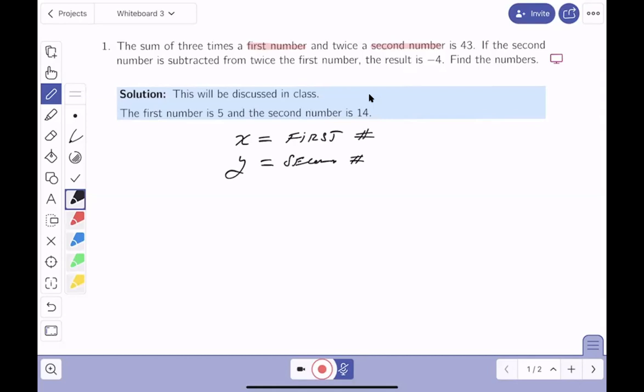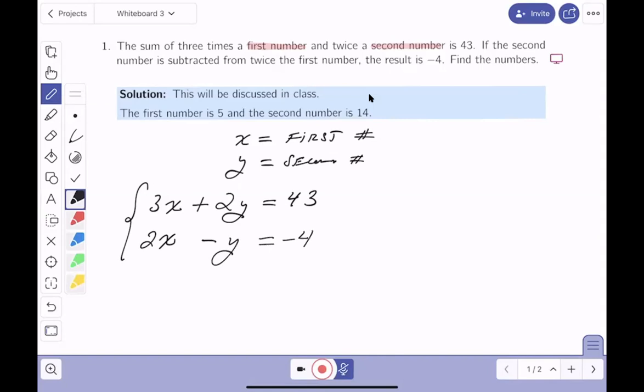All right, what do we know? I'm going to read that first sentence again to you. It says, the sum, that means an addition problem, of 3 times the first number, that's 3x, and twice the second number is 43. Let me read the second sentence. If the second number is subtracted from twice the first number, the result is -4.